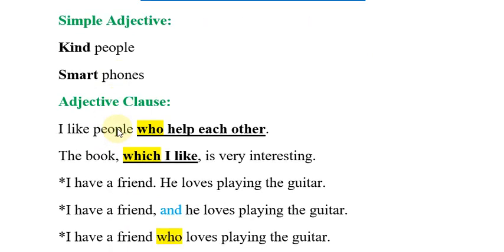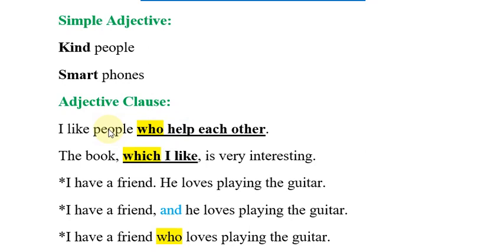However, for adjective clauses, the story is a bit different. The adjective clause comes after the noun. I like people who help each other. This who help each other is an adjective clause. It comes after the noun, people, and it gets back and introduces people. It gets back and reports people, talks about people.